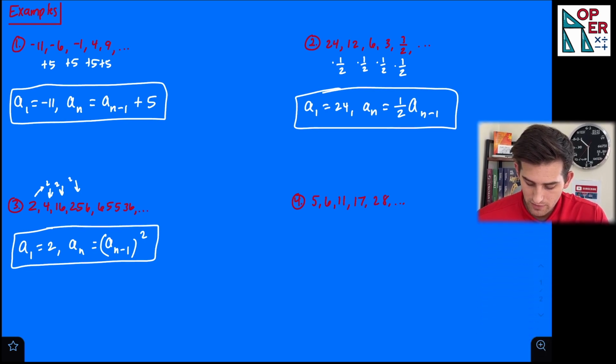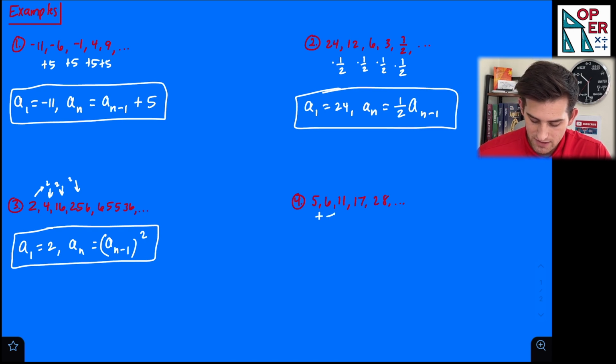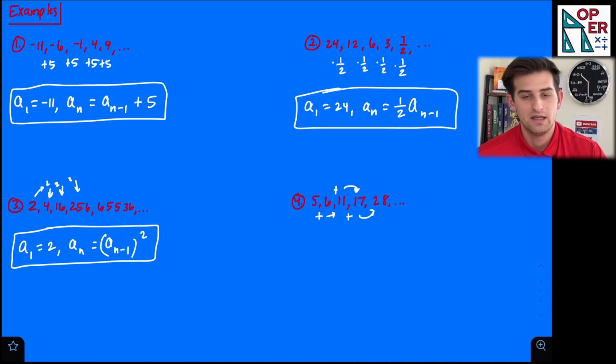All right, number 4, we have 5, 6, 11, 17, 28. For this one, once again, neither arithmetic nor geometric. But we notice that 5 plus 6 gives me 11, 6 plus 11 gives me 17, 11 plus 17 gives me 28, and so on and so forth. So we're actually adding the two previous terms together to get the next term.